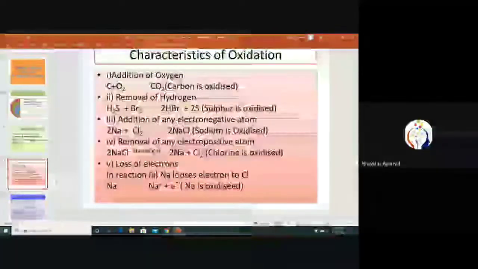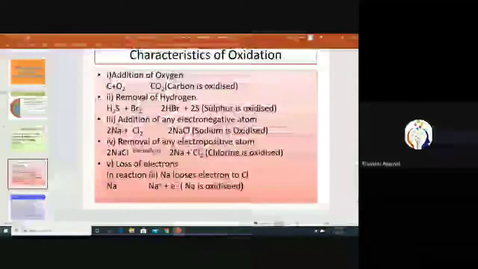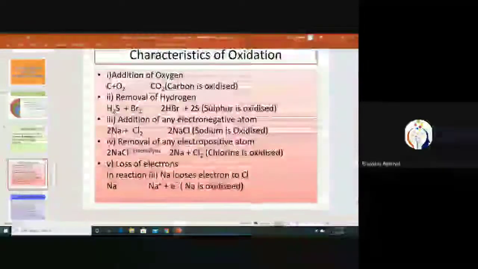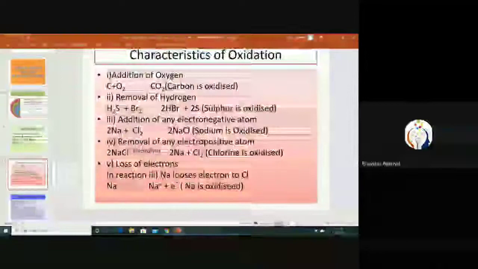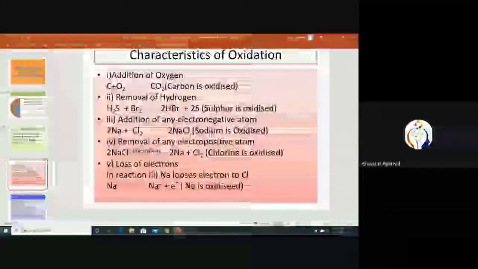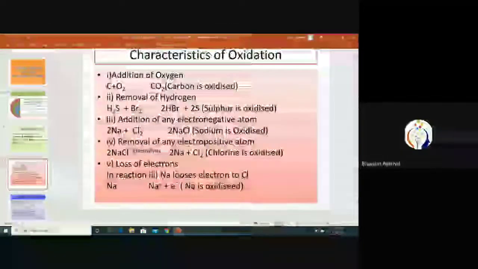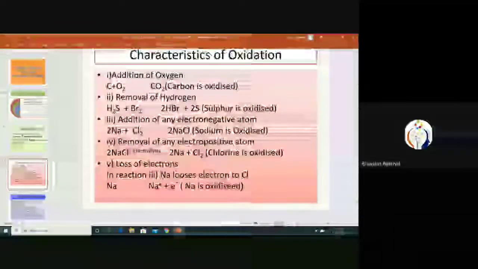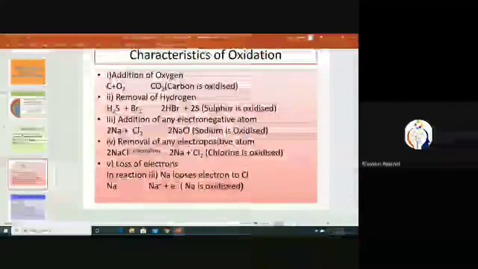Here I have already mentioned so many points and you can identify them one by one. The addition of oxygen. Of course, simply, oxidation reactions involve the addition of oxygen. So, in this example, carbon reacts with oxygen to form carbon dioxide. That means carbon gets oxidized to CO2.